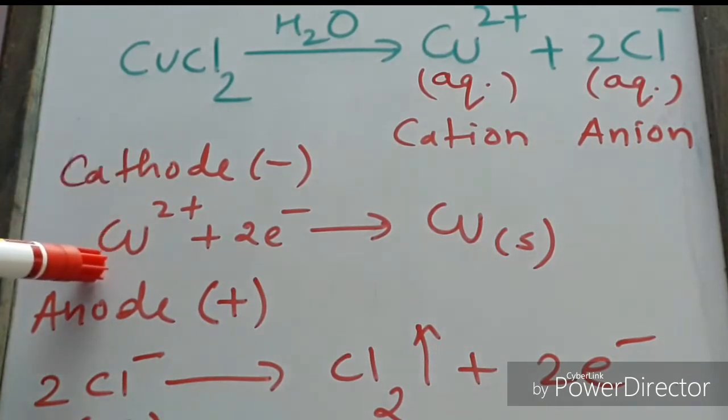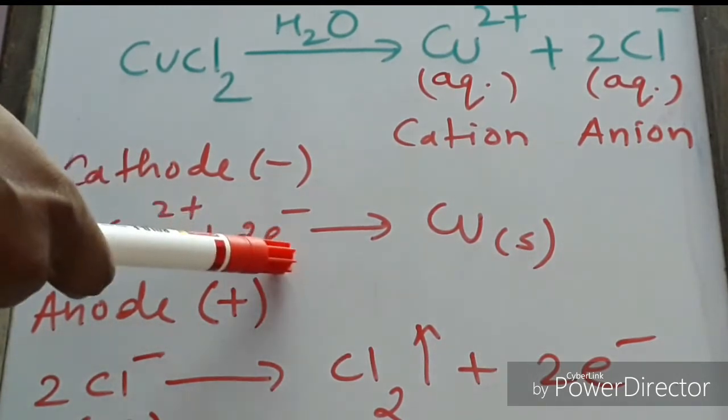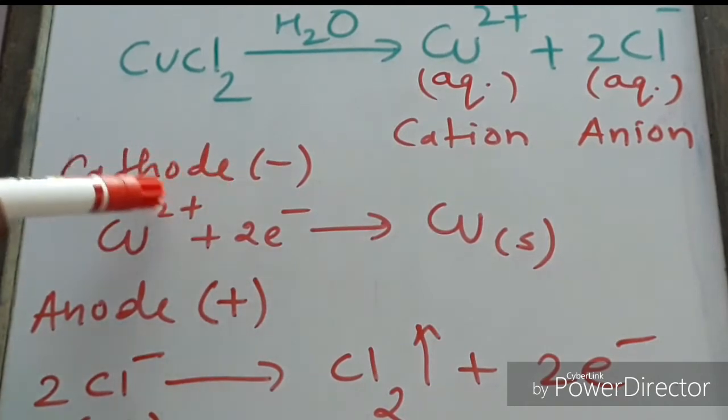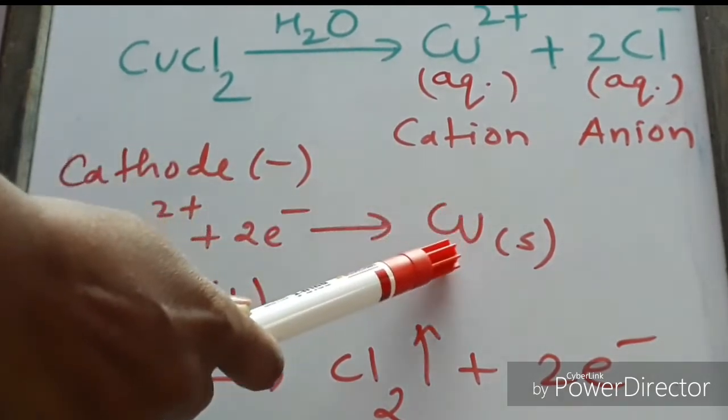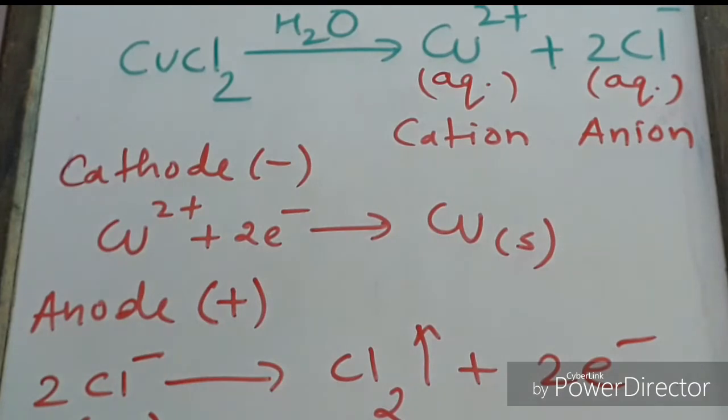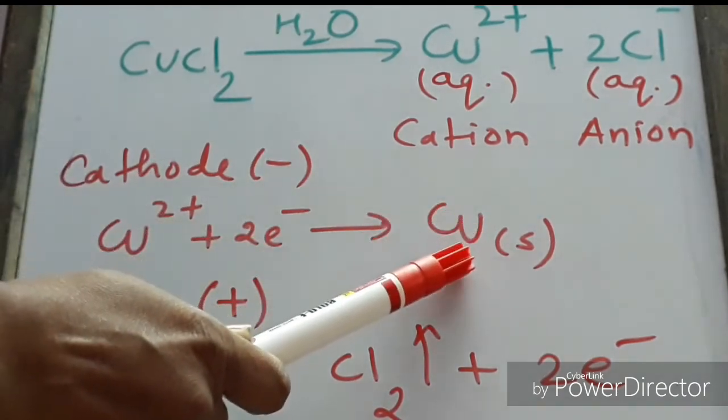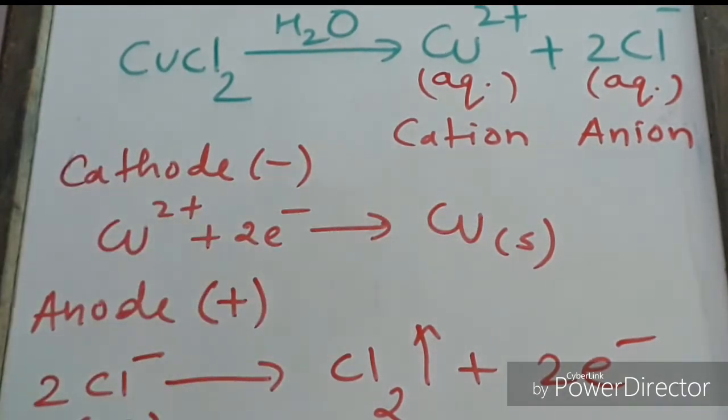The reaction is this way. Copper accepts 2 electrons because it is 2 positive and 2 electrons negative, so the charge neutralizes and the answer is copper, which is getting deposited at the cathode. And that is in the solid state.